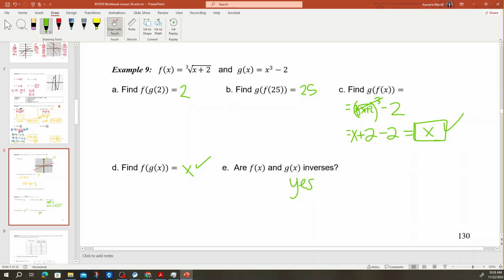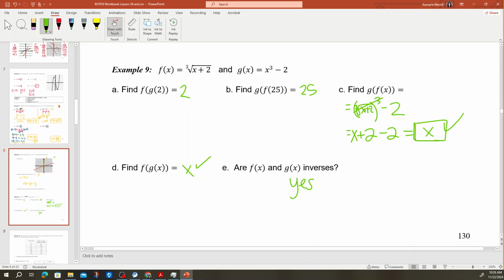And when you calculate inverses and you want to know if you're right or wrong, you can take this function, plug it into this function, and see if you get x. You can take this function and plug it into this function and see if you get x. If you get x, you just proved to yourself you found the proper inverse. Okay?